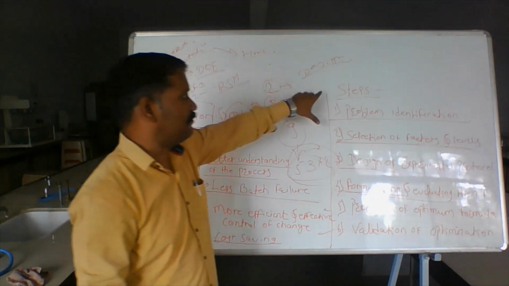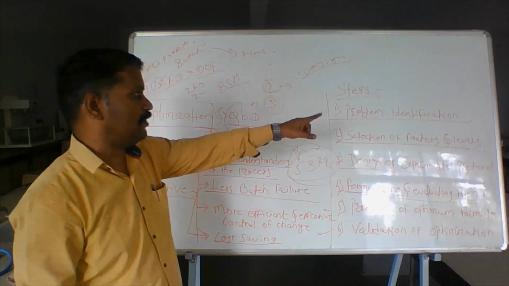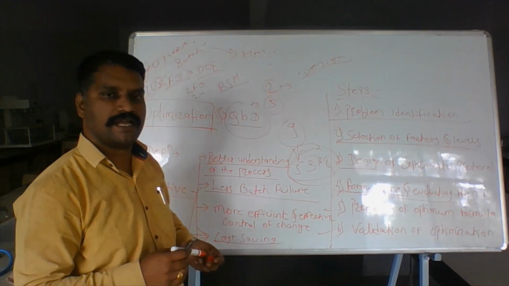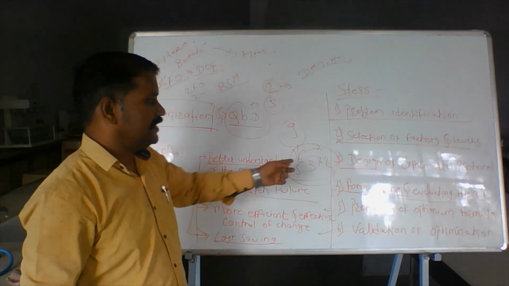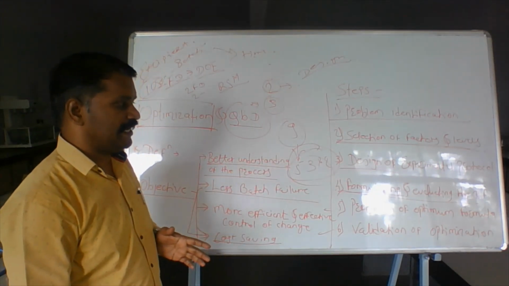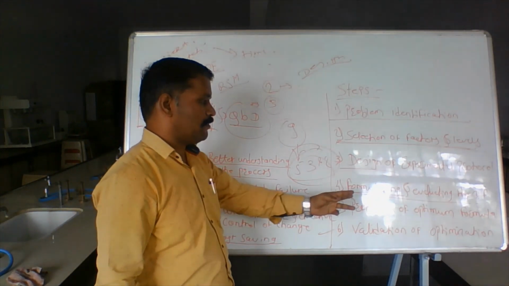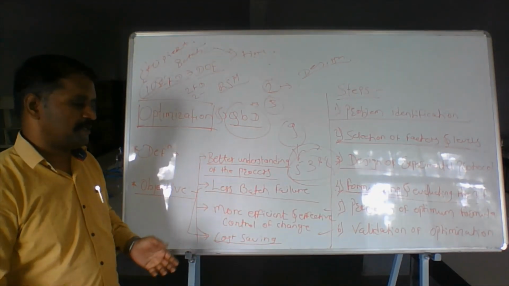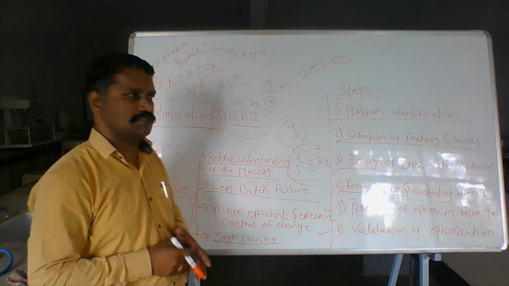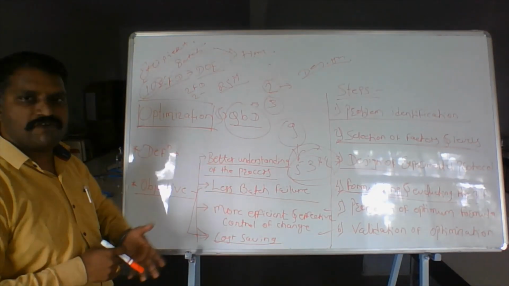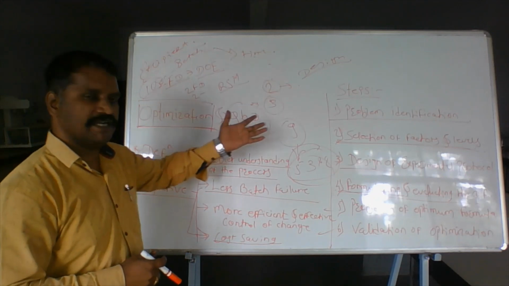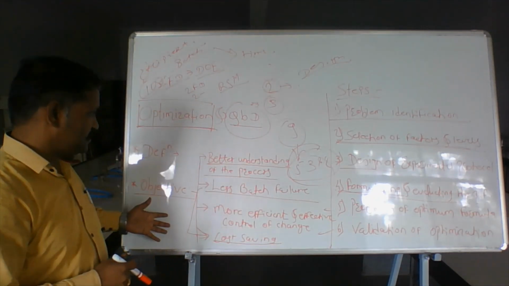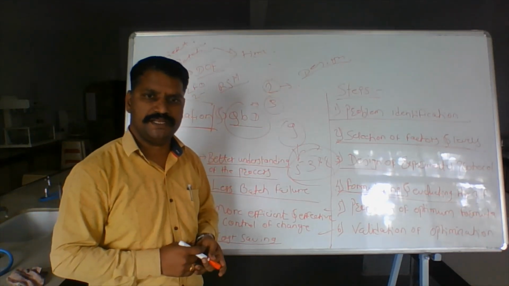So these are the very important steps in the optimization technique: problem identification, then selection of factors and levels, design of experimental protocol, formulating and evaluating the dosage form, prediction of the optimum formulation, and finally validation of optimization. So this is the introduction to optimization technique in pharmaceuticals and quality by design, the different objectives and the important steps in the optimization technique.